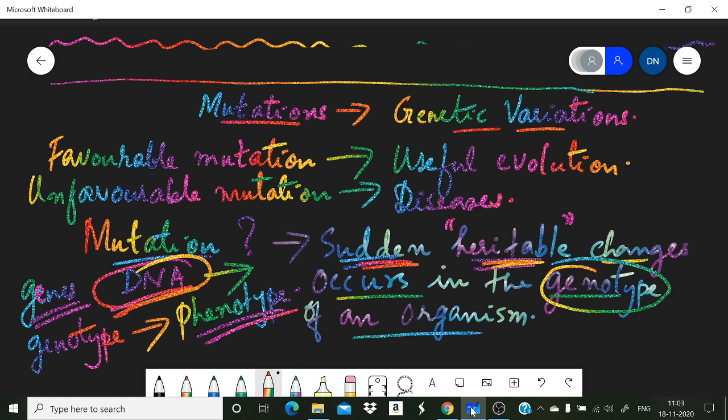So that is mutation, and mutation is the chief cause, the main cause for genetic variations. It is a phenomenon that causes alterations in DNA sequences, and consequently it results in change in the genotype as well as the phenotype of an organism.